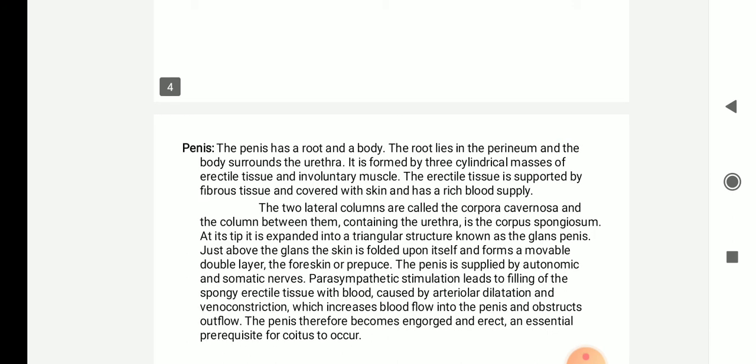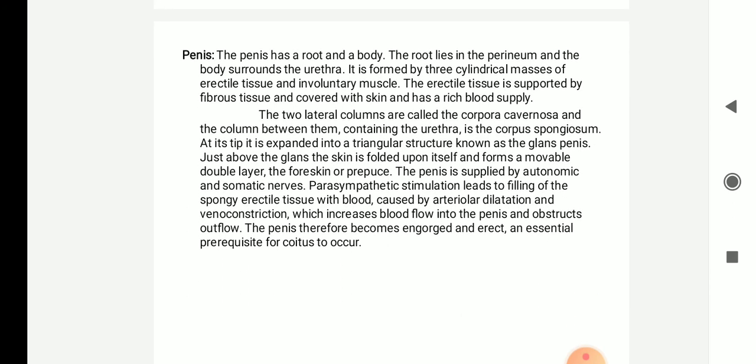Next is the penis. The penis has a root and a body. The root lies in the perineum, and the body supports the urethra. It forms 3 cylindrical masses of erectile tissue and involuntary muscles. The erectile tissue is supported by fibrous tissue and covered by skin and has a rich blood supply. The 2 lateral columns are called the corpus cavernosum, and the column between them, which contains the urethra, is the corpus spongiosum.